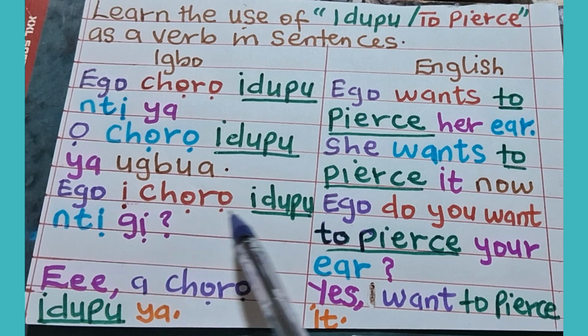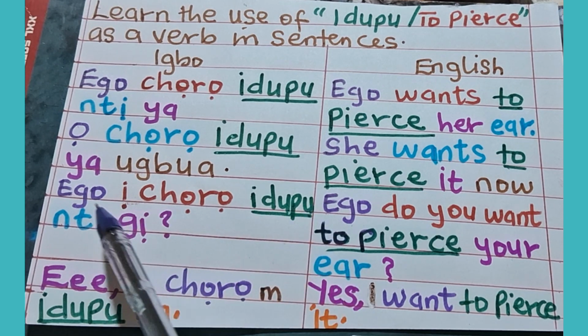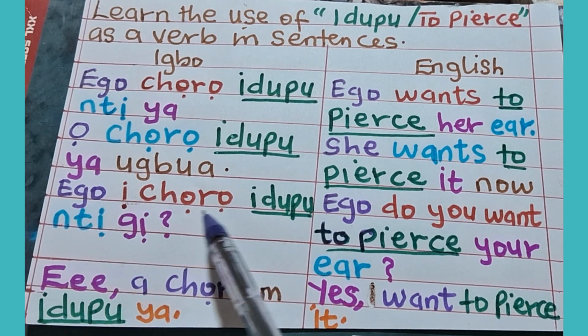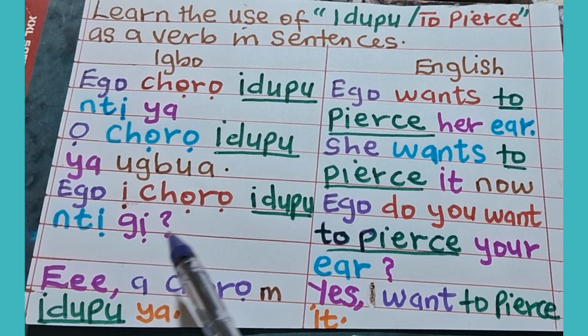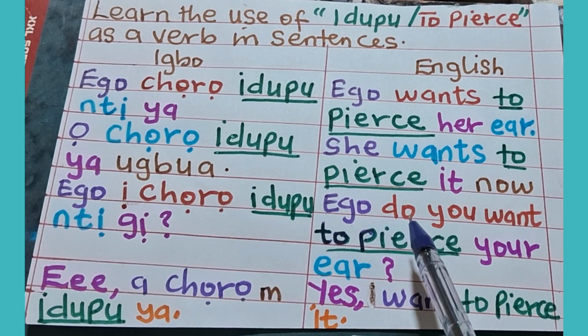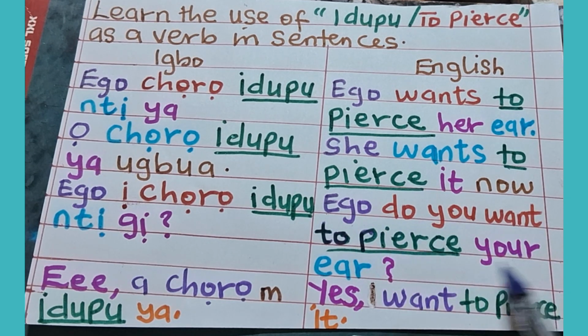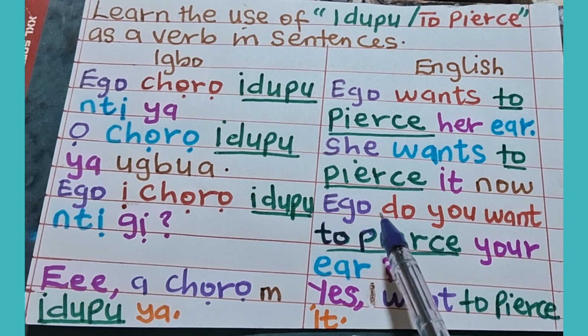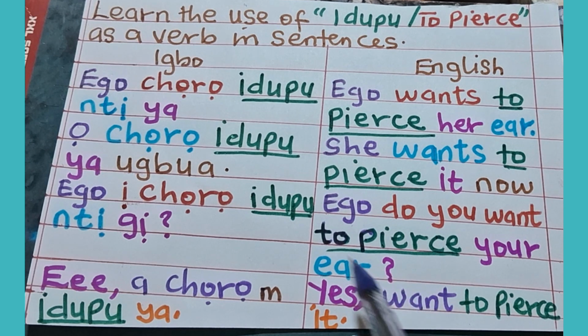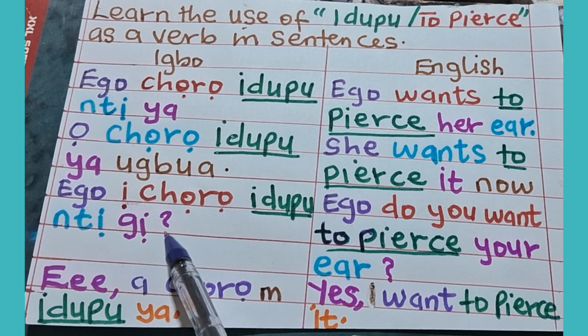Ego, ị chọrọ idupu ntị gị? Meaning, Ego, do you want to pierce your ear? This one is a question. You can see question mark or question sign. Akara ajụjụ.